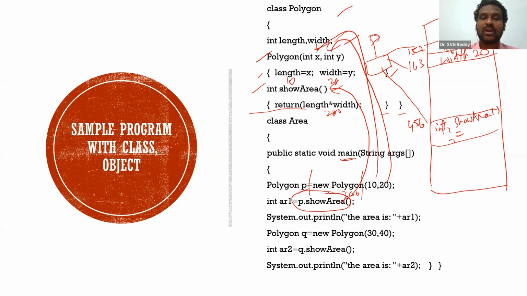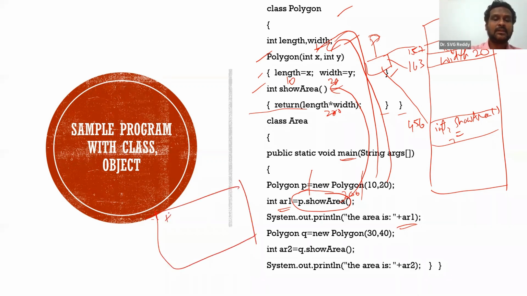So that is passed to what? AR1. So 200 is assigned to what? The right side value will be given to the left side value. So AR1 is 200 now. So the next line, System.out.println, the array is plus AR1. So on the monitor, it prints the array is 200. Listen carefully. Now we are going to the next important phase.